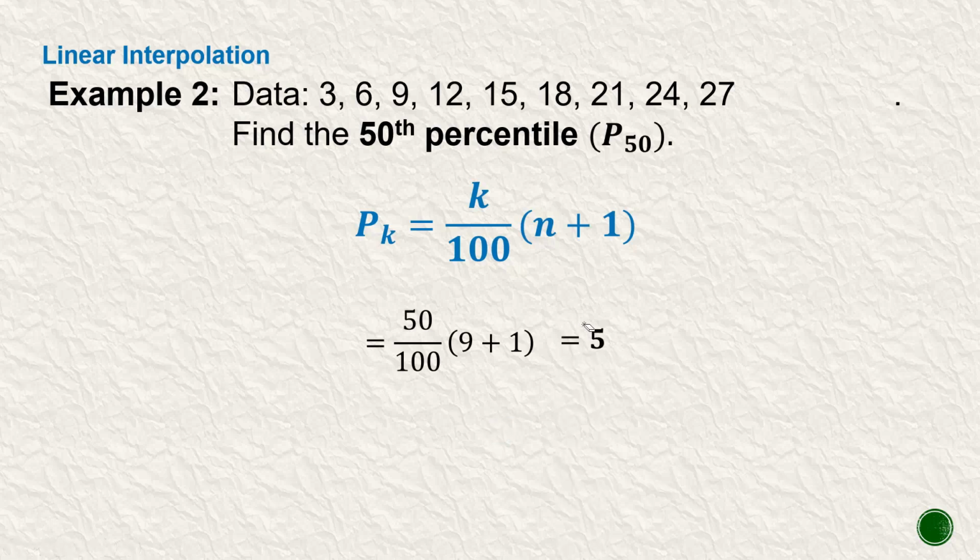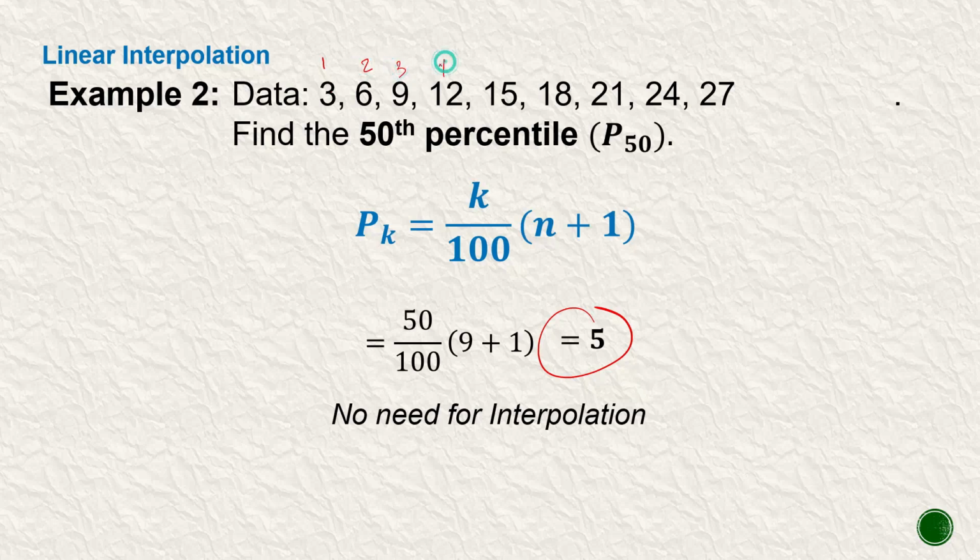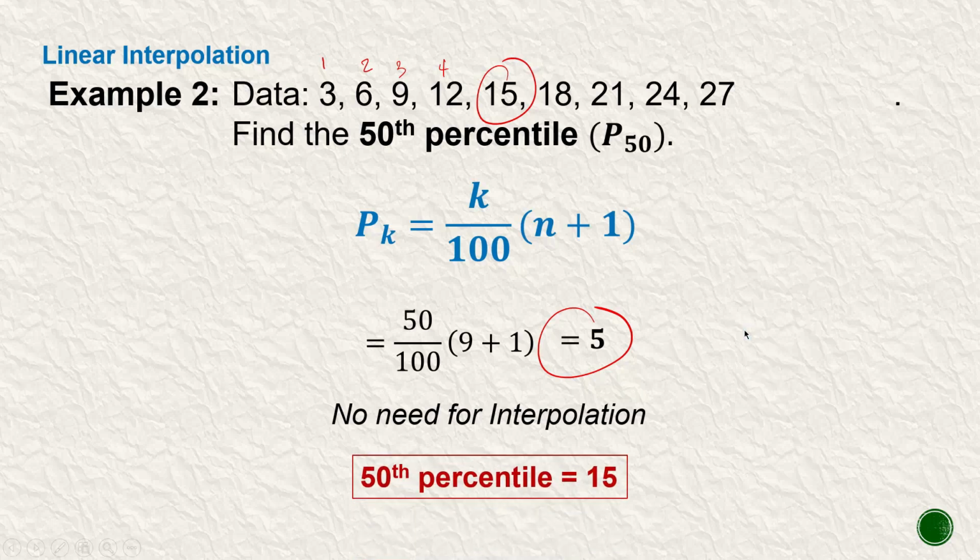Since this is 5, there's no decimal, so we will not be doing any interpolation. We just need to identify the fifth value. So 3 being the first, 6 is the second, and then 15 is the fifth value. So that's the answer. The 50th percentile is equal to 15.